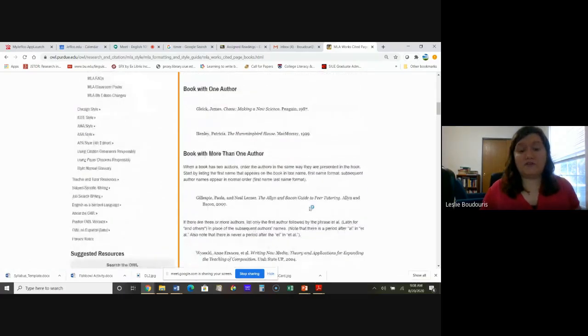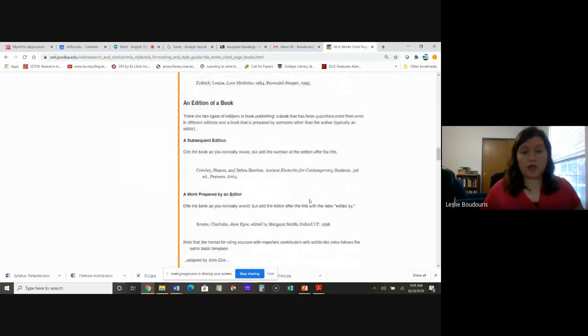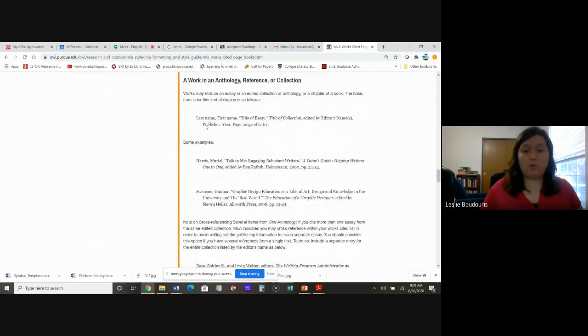And if you're trying to figure out how to cite a chapter out of your book, you come down to the bottom and you'll find more information. A work in an anthology, reference, or collection. That's the same thing I talked about earlier on that works cited PowerPoint, okay? And then again, you would copy and paste.